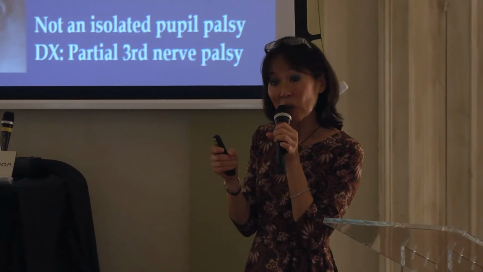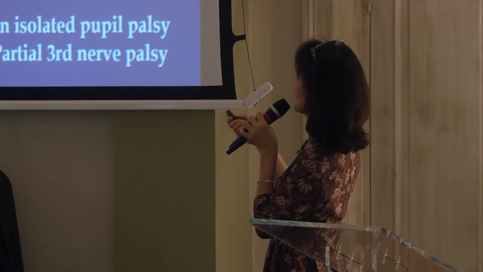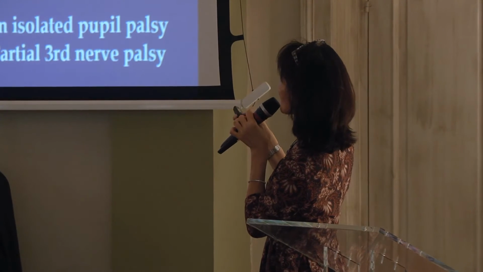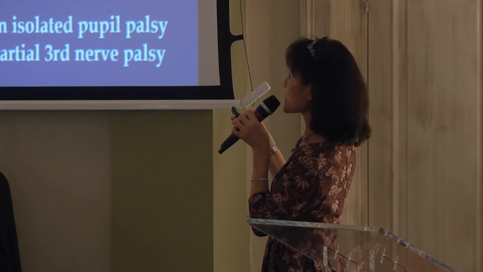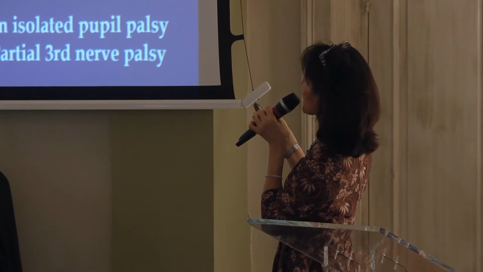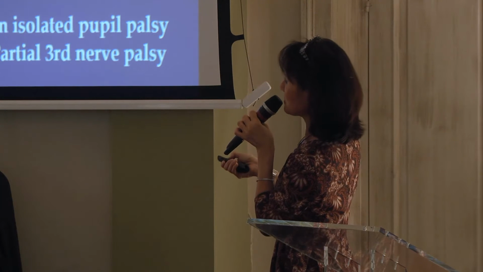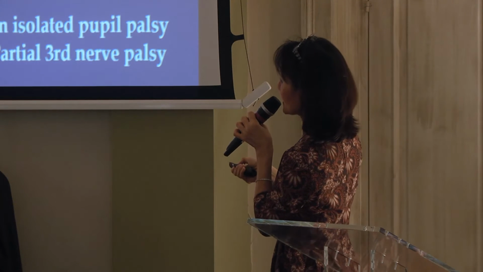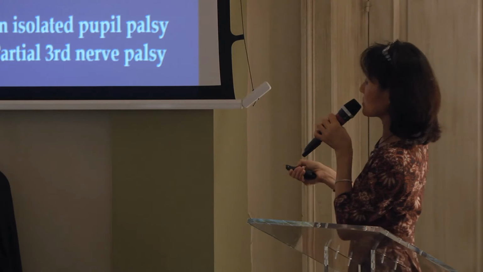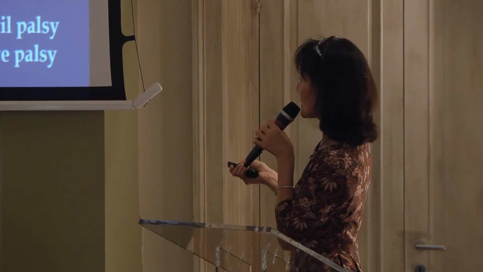It's a little harder when it's partial. So here's a young man with a headache and a big pupil that doesn't react to light. It's worse in light. There's not so much ptosis, okay? And the eye can move up. The eye can adduct somewhat, but we see very clearly the eye doesn't move down. So now we say this is not an isolated pupil problem. We have a motility deficit. This is a partial third nerve palsy.